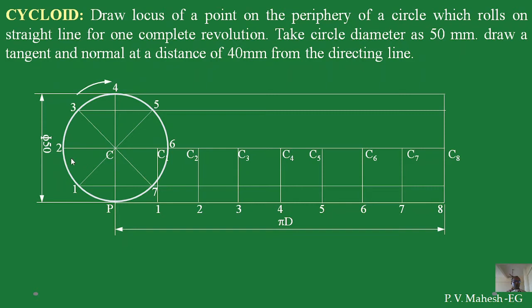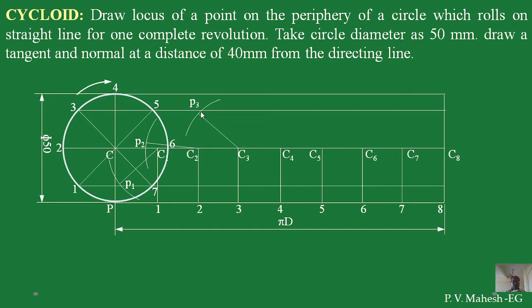So what we have to do here is, first with C1 as center and taking the radius 25 mm, we cut an arc on the line passing through 1. You will get point P1. Now with C2 as center, you cut an arc on the line passing through 2, it will give P2. Similarly, with C3 as center, you cut an arc on the line passing through 3, you will get P3.